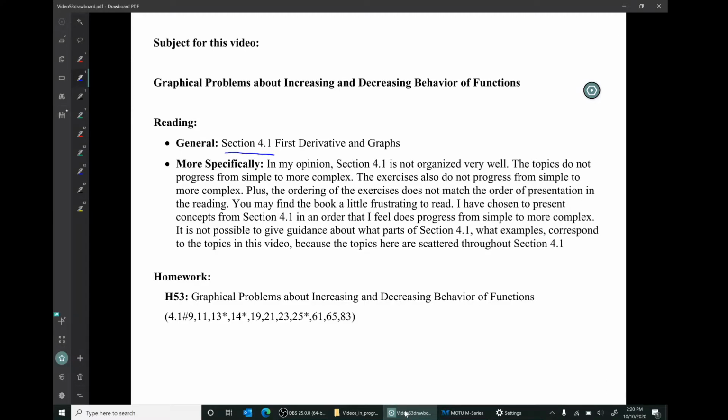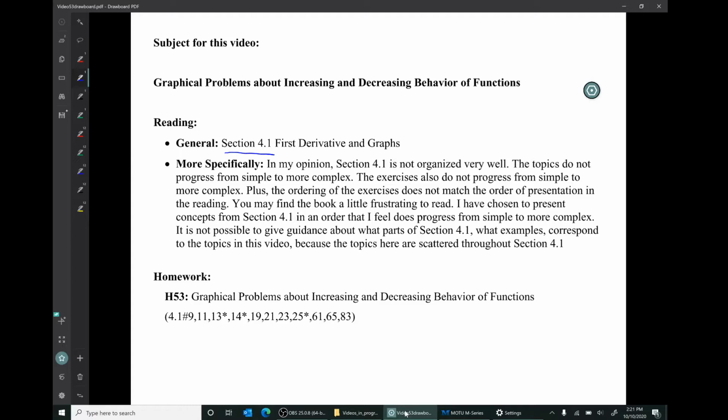It's hard to narrow it down more than that. In my opinion, section 4.1 is not organized very well. The topics don't progress from simple to more complex. In my notes for this video and the coming two videos, I've tried to reorganize the material in a way that it does progress from simple concepts to more complex concepts. So the reading is scattered throughout section 4.1.